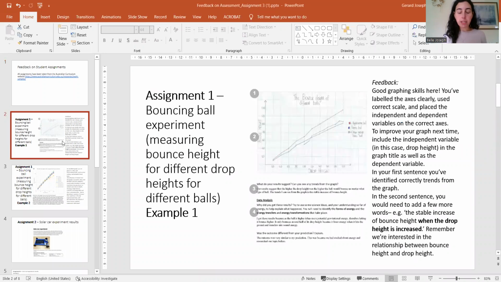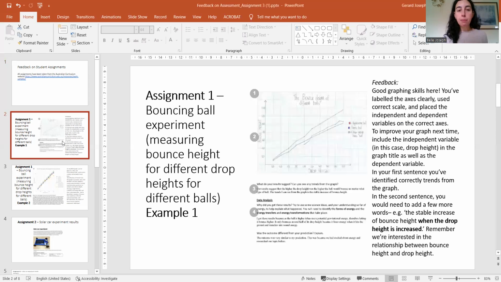This first assignment involved an experiment measuring the bounce of different balls at different drop heights. Students had to graph the data with a trend line, or they could construct a line graph and identify any trends. There was some scope for differentiation in this assignment, as students could choose to collect additional data, for example, by measuring the bounce for different types of balls.